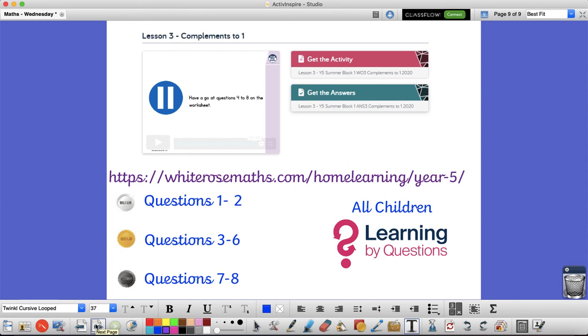Now there's no platinum separate today because the questions are quite tricky. So silver is questions 1 and 2, gold is questions 3 to 6, and platinum is questions 7 and 8. If you get stuck, please remember to email Miss Williams or I, and we will try and help you.